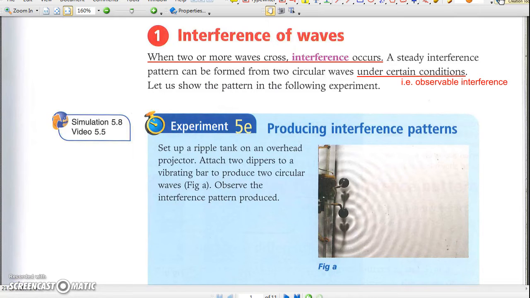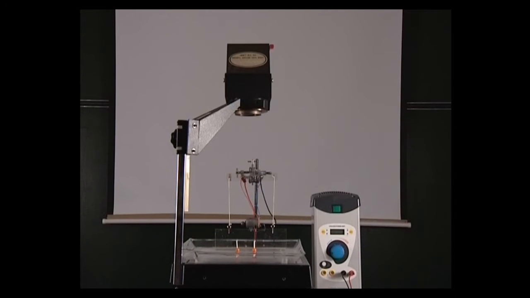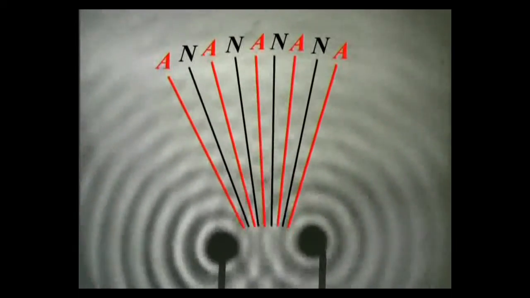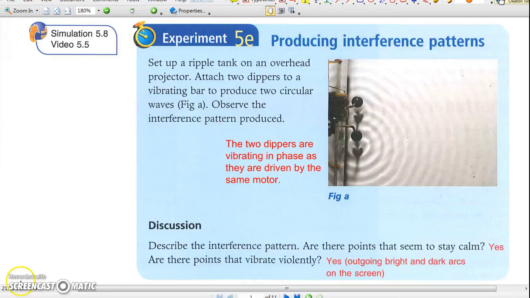Let's take a look at the experiment first. We will see how water waves interfere in different situations by using a ripple tank. Fix the two dippers about 5 centimeters apart on the bar of the vibrator. Observe the wave pattern. In this experiment, two dippers are set into vibration by the same motor, and so they are vibrating in phase. Their waves spread and set the water into vibration.